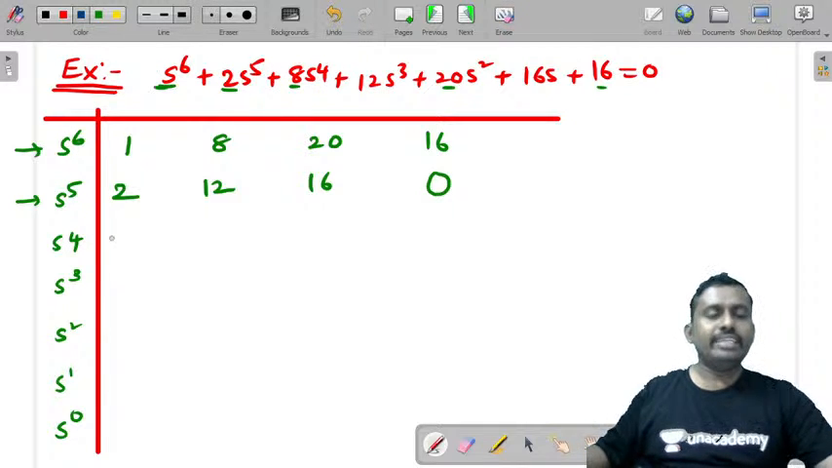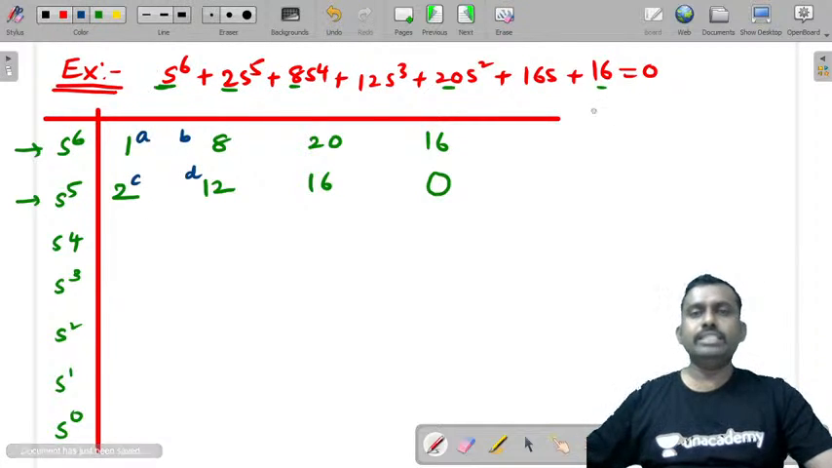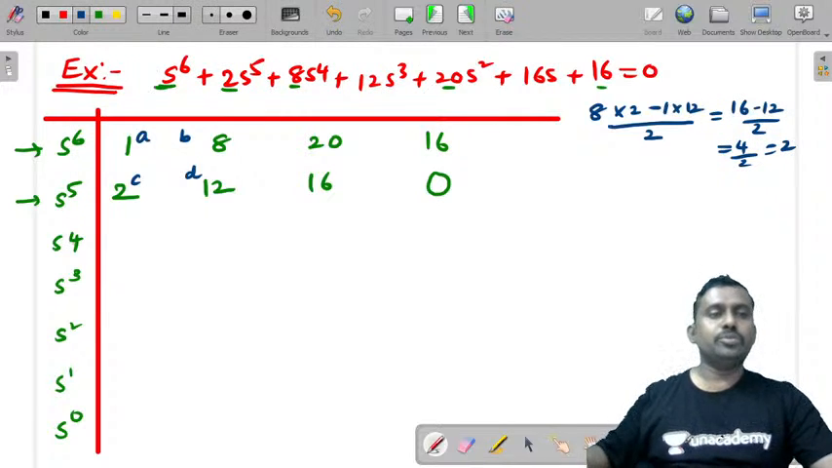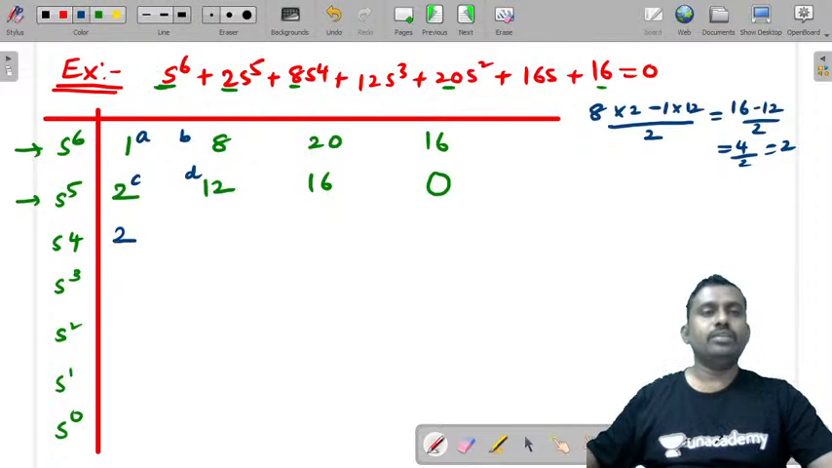Now how to find this? I'm sorry. Let us take this as A, B, C and D. So what is (BC - AD)/C? 8 into 2 minus AD, 1 into 12, by C. So 8 times 2 is 16, minus 12, by 2. It is 4 by 2, which gives you 2. So what is this element? It is 2. Now we need to shift this B and D.